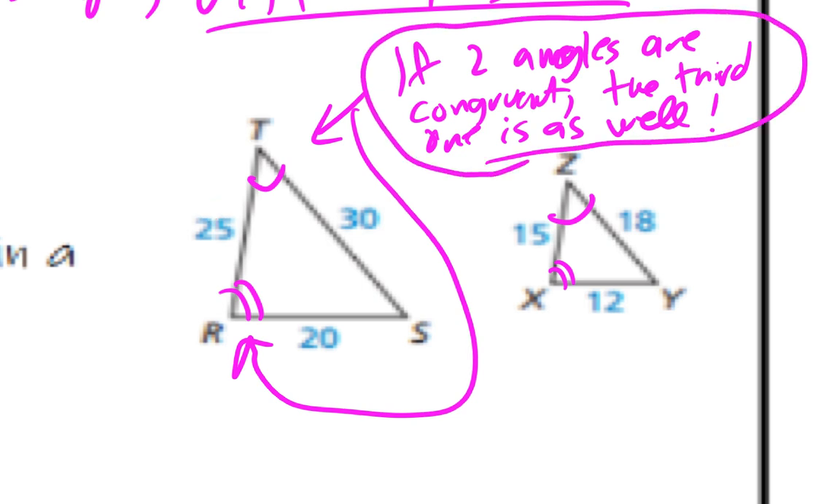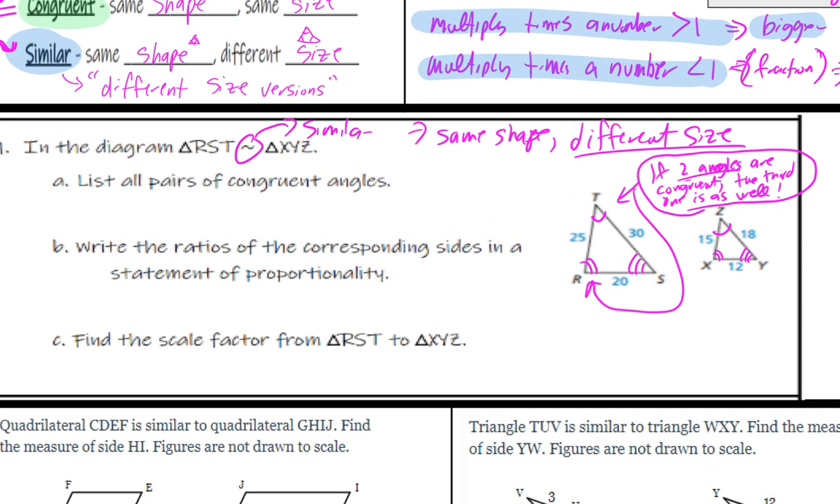Okay, so if I know that these two angles are congruent to these two, then I know that the third has to be congruent as well. So that's a rule. If I know two, then the third has to be. All I have to know are just two of them, because we know they always have to add up to 180. All right, so keeping that in mind, which are the pairs that are congruent?